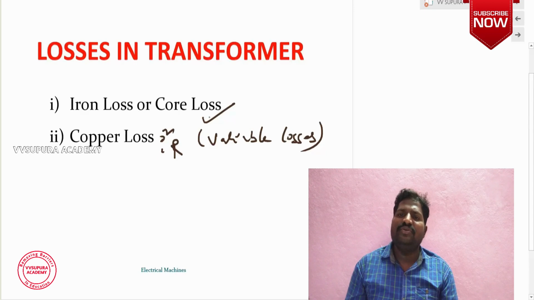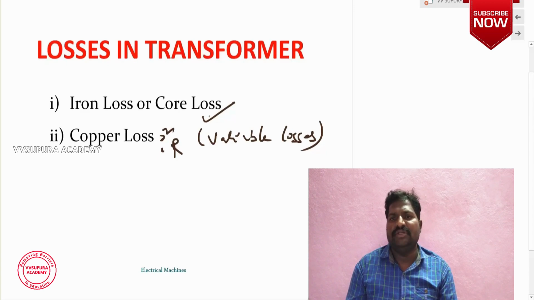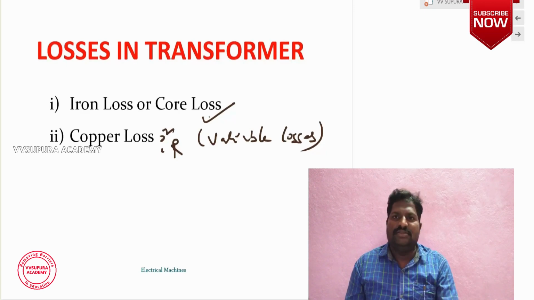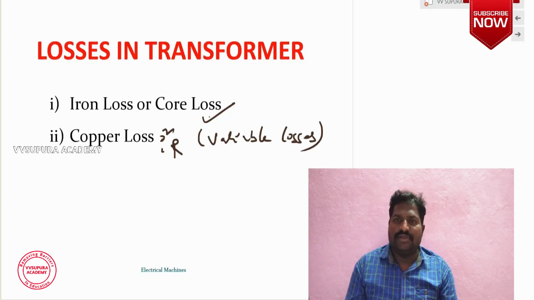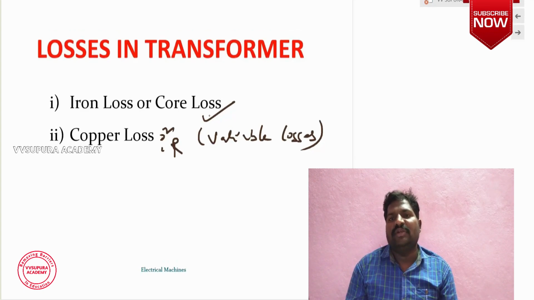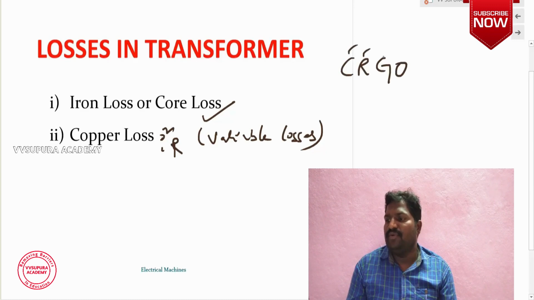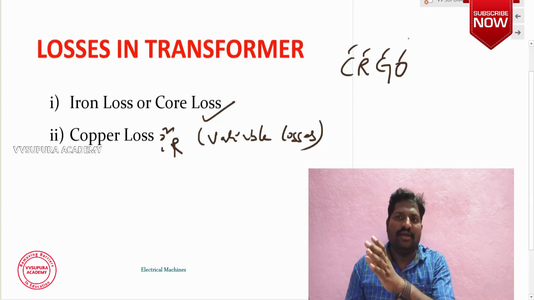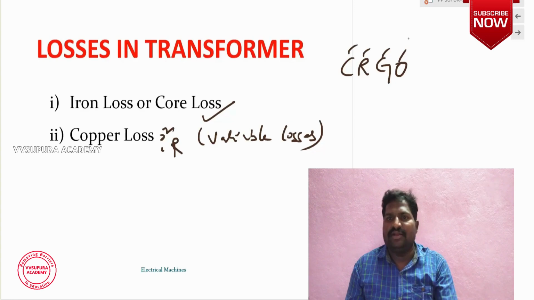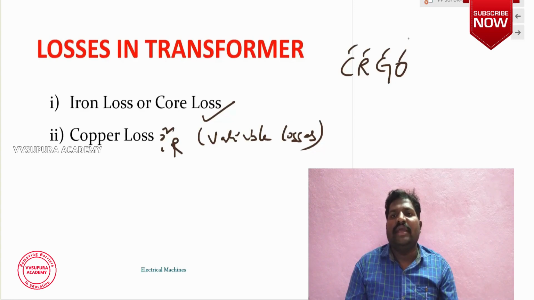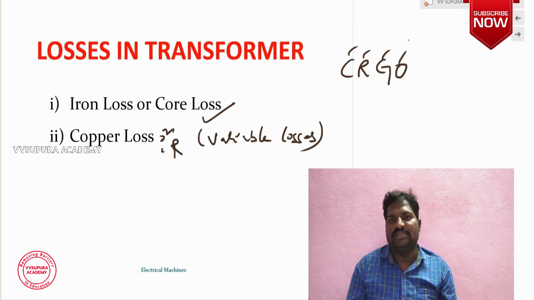Iron losses means when you are using iron or any other material, the flux linkage is not 100% accurate. It depends on the material. So if you are using CRGO steel, cold rolled grain oriented steel, it has very little loss when transferring flux. The magnetic permeability is very high for CRGO steel.